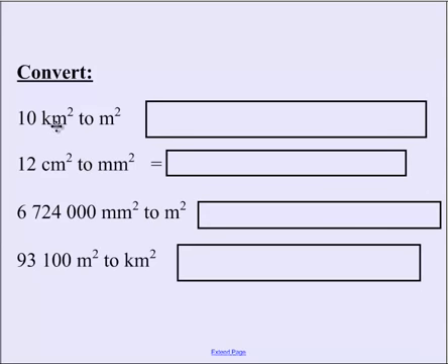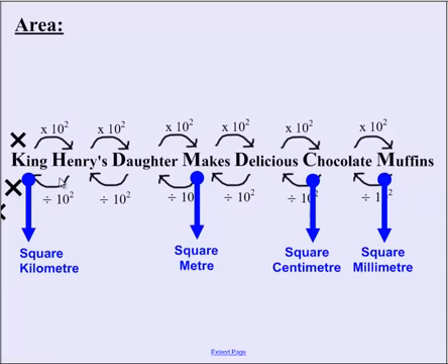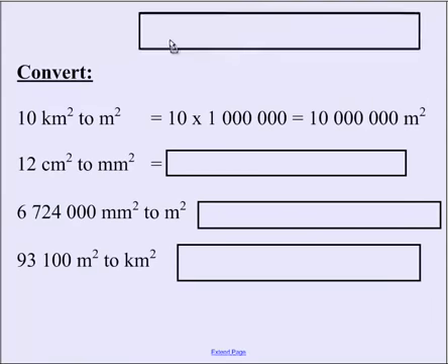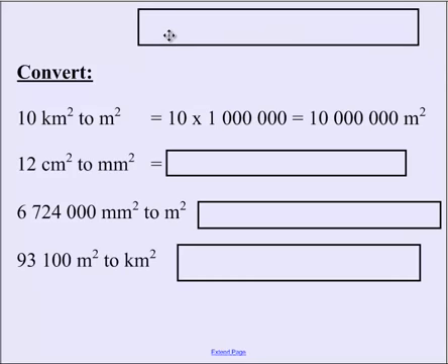Now we're converting 10 kilometers squared to meters squared. So again, sort of the same thing. We're going from kilometers, 1, 2, 3 jumps, which is actually 6 zeros. So we need to times by a million. Times our 10 kilometers squared by a million, which gives us 10 million meters squared. So you can see that this conversion is getting quite large very quickly, compared to units of length.